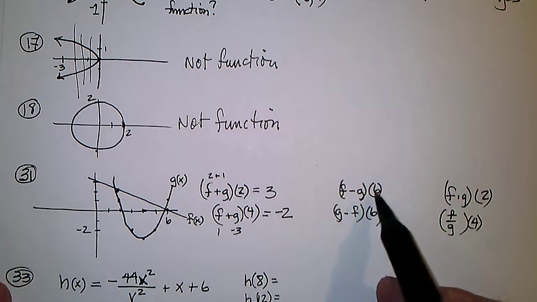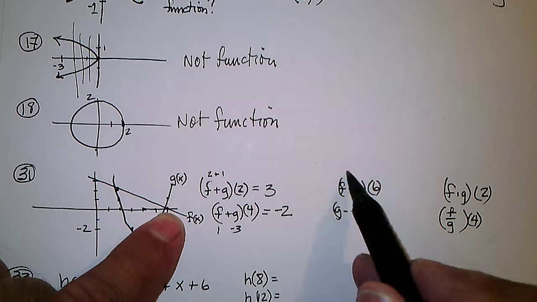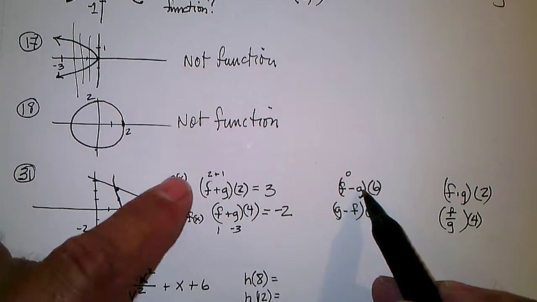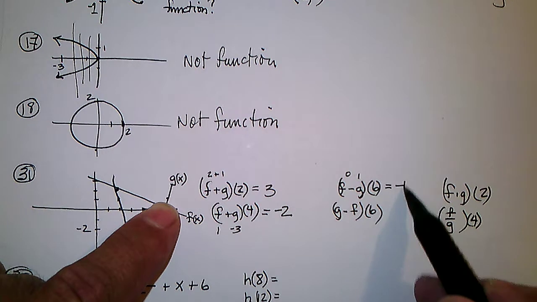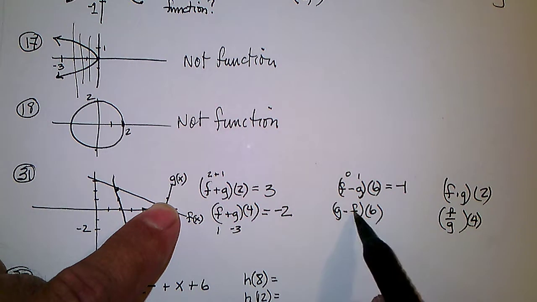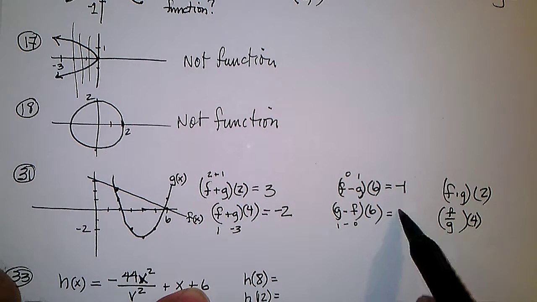F minus g at 6. F is 0 at 6, and g is 1. 0 minus 1 is negative 1. g minus f at 6, that would be 1 minus 0, which is 1.